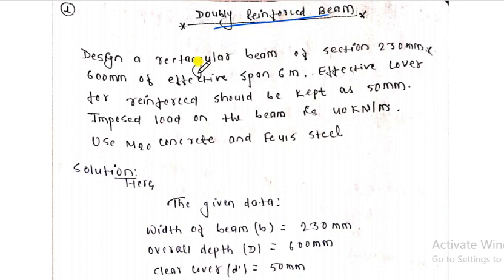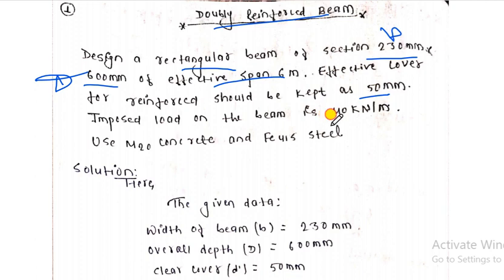So let's see. We need to design a rectangular beam of section 230 mm by 600 mm, where 230 is the width of the beam and 600 is the overall depth of the beam. Its effective span is already given, that is 6 meters. The effective cover of the reinforcement is kept at 50 mm, so the effective cover is also given.